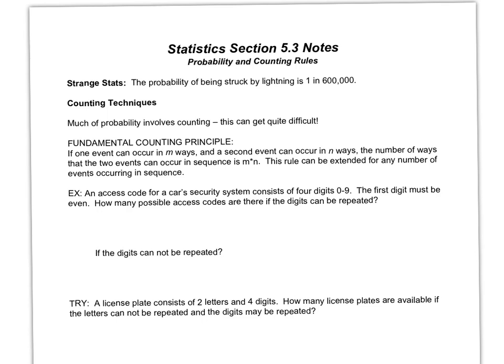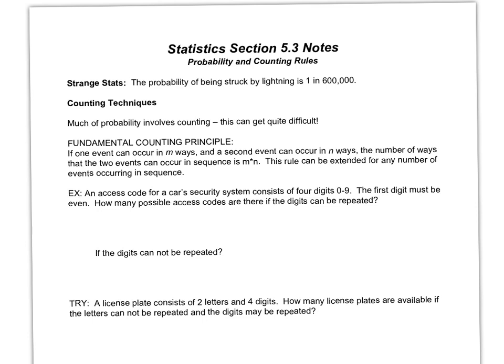Okay, now you've seen that most of the things we deal with in probability really just boil down to figuring out how many ways different things can happen. So in section 5.3, we're going to talk about counting rules and ways we can figure out how many ways something can happen. The first thing we're going to look at is what's called the fundamental counting rule. It's a very simple rule.